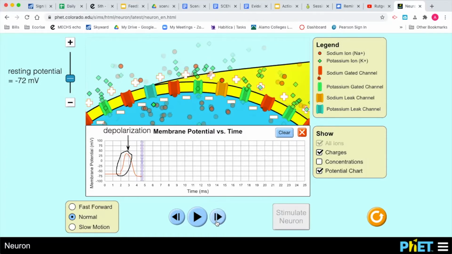Because the total number of positive charges outside of the cell is greater than the total number of positive charges inside the cell. Yes, it's more of which one has more of the positives. Because remember, the negatives don't move, so those concentrations never change.